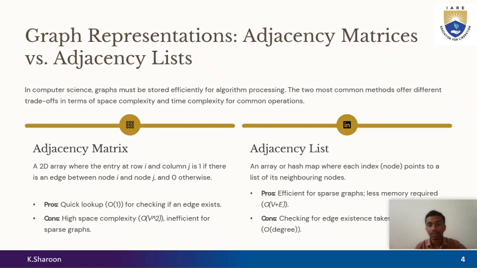And coming to adjacency list: an array or hash map where each index node points to a list of its neighboring nodes. Its pros: efficient for sparse graphs, less memory required. And cons: checking for edge existence takes longer.